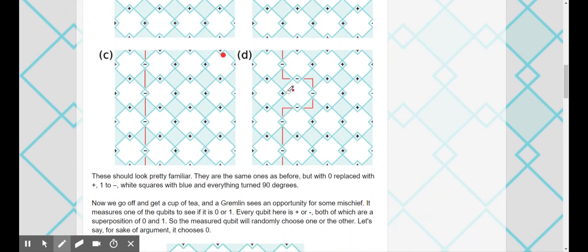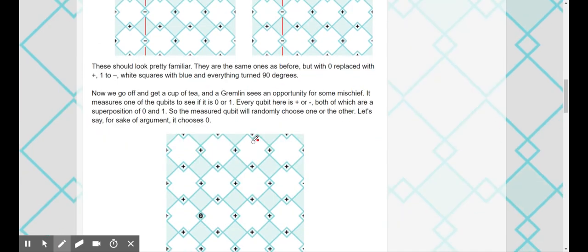Or the blue one, sorry. This should look pretty familiar. They're the same ones as before, but with 0 replaced with pluses and 1 with minuses, with squares with blue and everything turned 90 degrees.